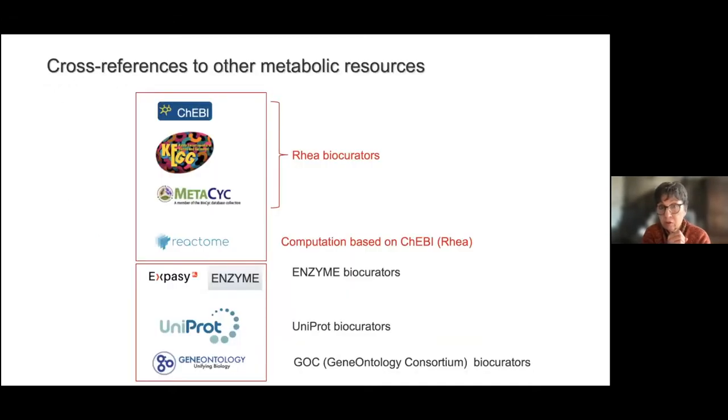The cross-references to other metabolic resources have several origins. Some of them are created by Rhea biocurators, so ChEBI, KEGG, and MetaCyc. For Reactome, the links to Reactome are computed based on ChEBI. So Reactome is using ChEBI like Rhea. Sometimes it's not exactly the same ChEBI. We will see later. But based on this ChEBI, our developer set a procedure that allows us to retrieve the corresponding Rhea reaction, and then we can link Rhea to the Reactome reaction.